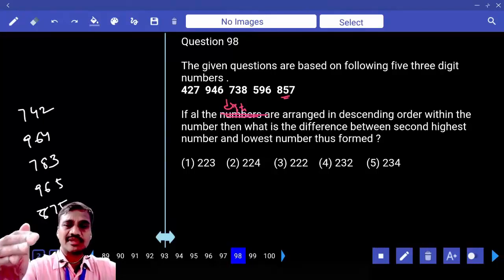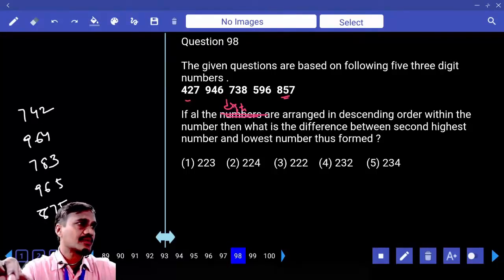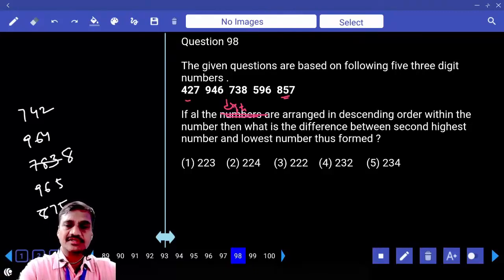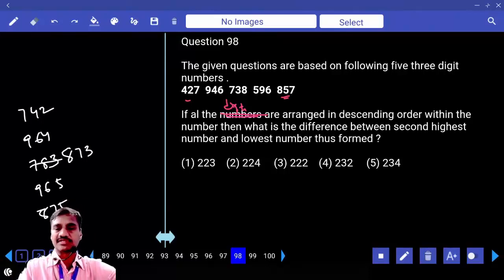Now wait, first I am writing all the digits in the descending order. Third one. Now this will be 873. 873 and next one 875. Then they are arranged in the descending order within the number.